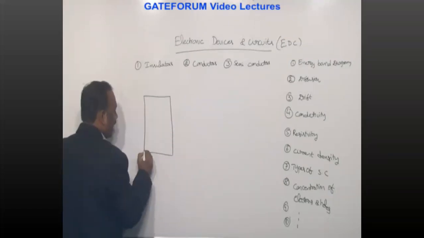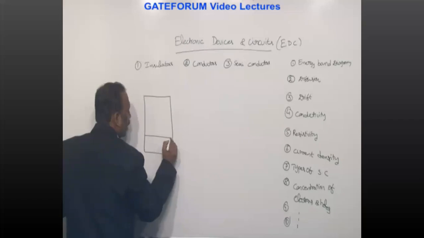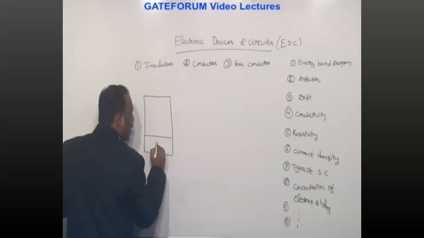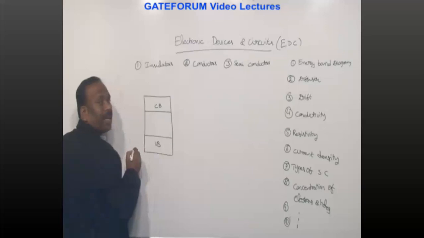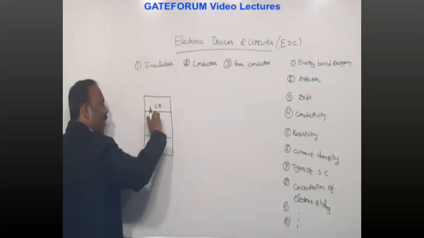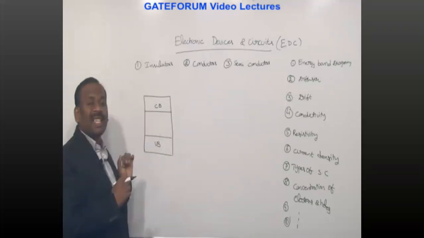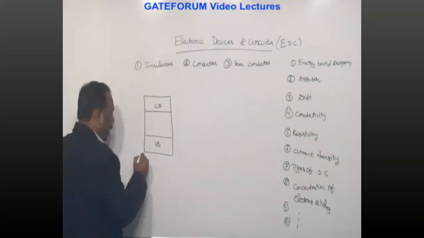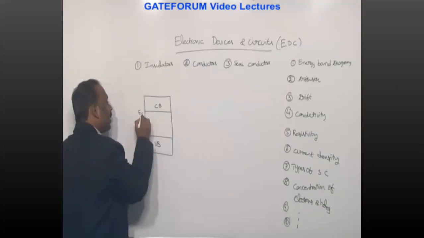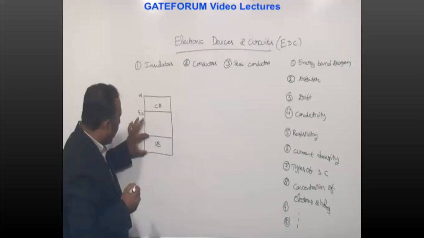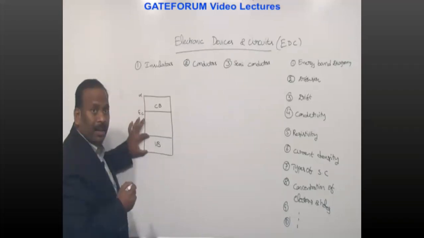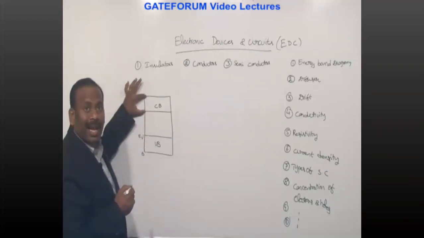Energy band diagram of an insulator. This is the valence band, this is the conduction band. This area is called the forbidden energy gap. Okay, this is zero, this is EV, this is EC, this is infinity. From here to here it is called the valence band, from here to here it is called the conduction band.